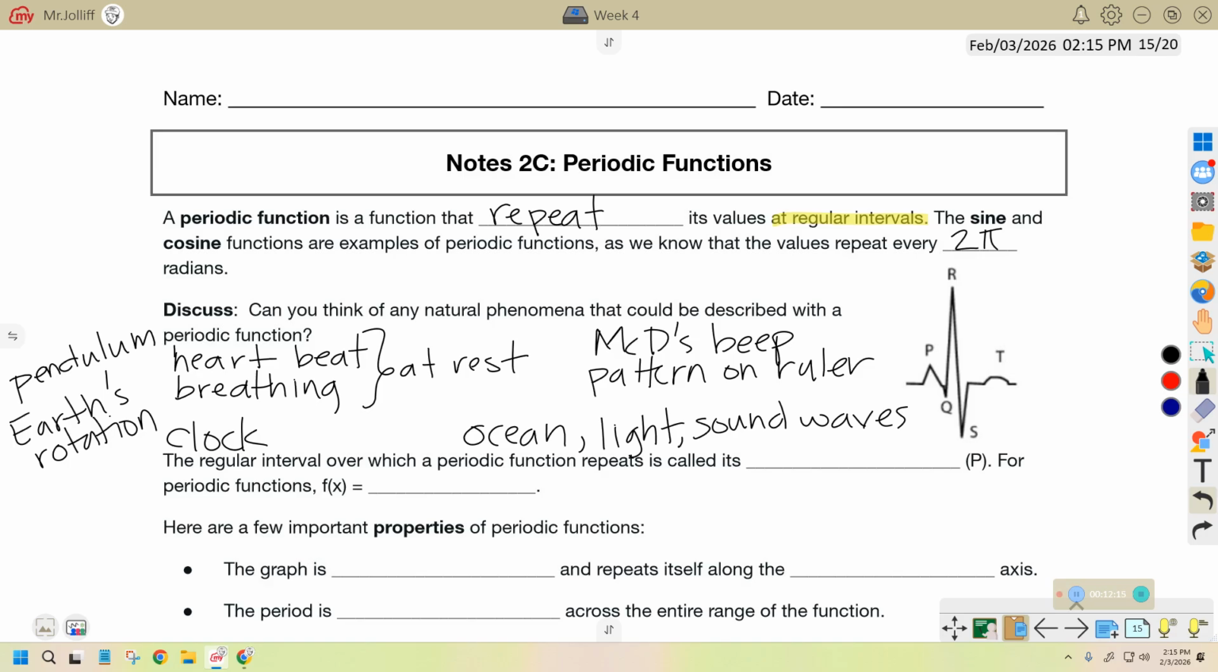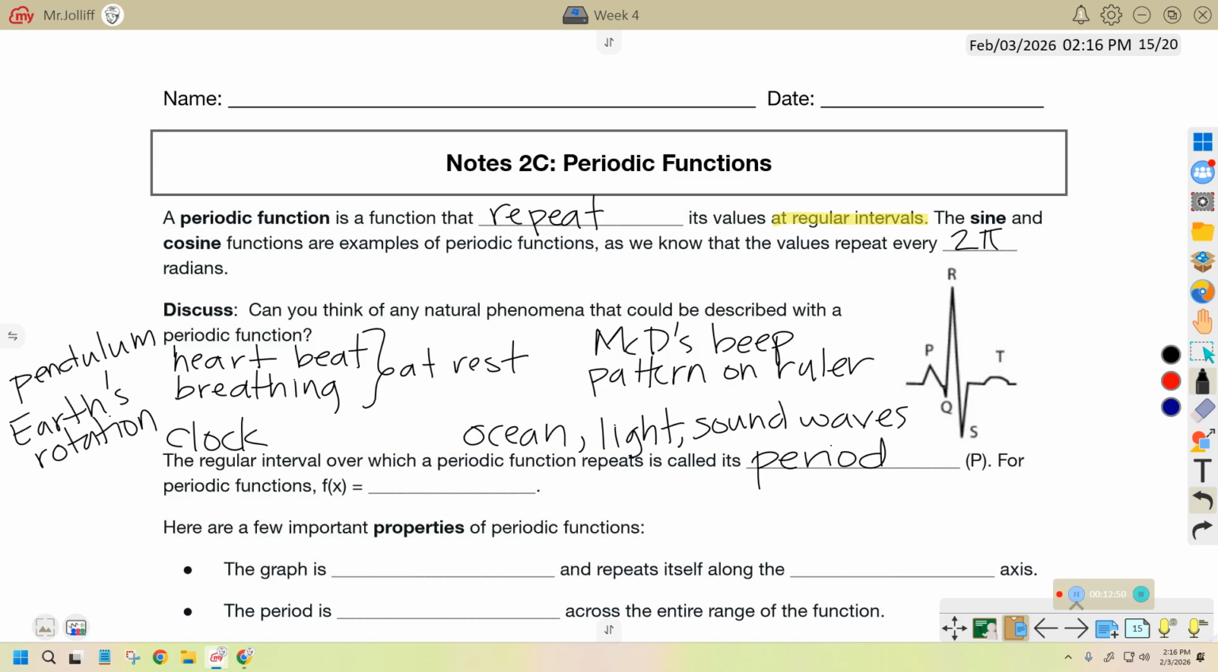Anything that repeats. If you're driving your car and you've got cruise control on, those wheels, that's periodic motion. You're riding your bike at a constant speed, periodic motion. Anything that is repeating. Good. The interval over which it repeats, 24 hours for one complete rotation about an axis, 365 days about the sun, is called the period of the periodic function.